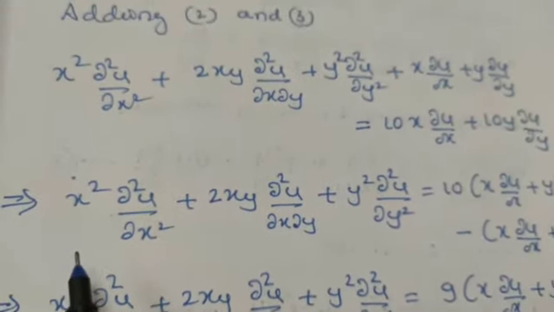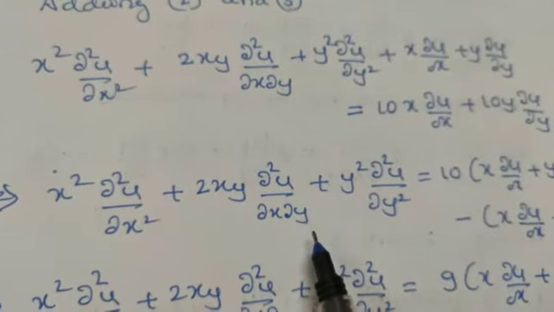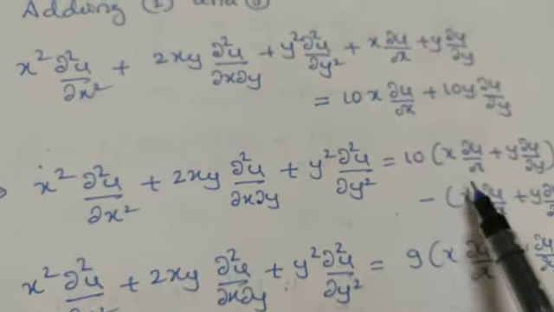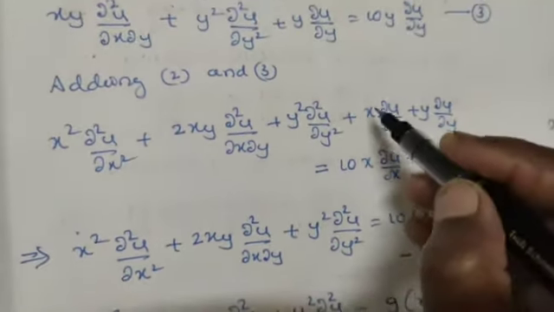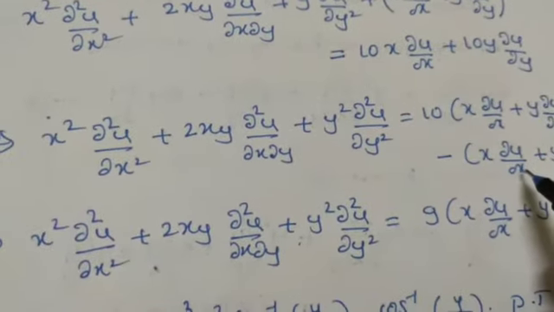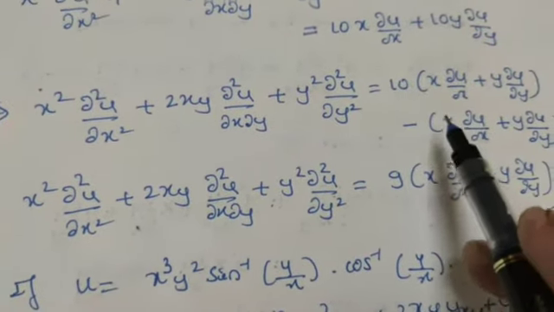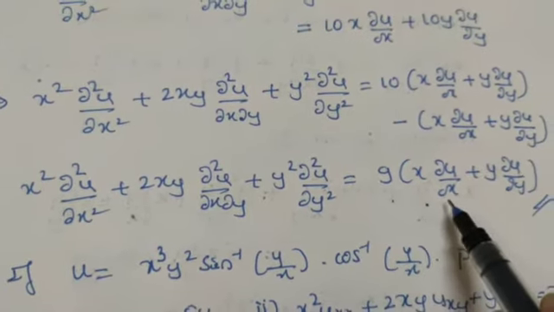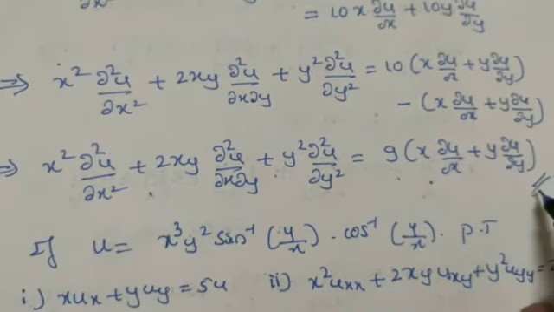So this implies x square dou 2u by dou x square plus 2xy dou 2u by dou x dou y plus y square dou 2u by dou y square is equals to 10 times x dou u by dou x plus y dou u by dou y, and take this x dou u by dou x plus y dou u by dou y from the RHS to the other side, it becomes minus. So the LHS as it is, 10 minus 1, is 9 times x dou u by dou x plus y dou u by dou y. So this is the solution.